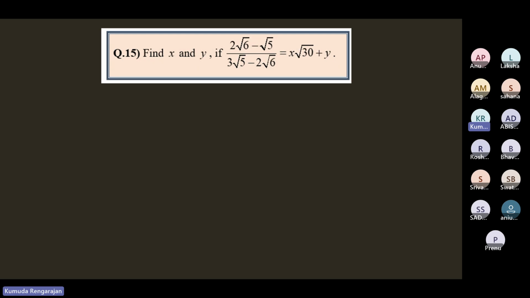Found x and y, children? Ma'am, x is 9 by 21, y is 4 by 21. Again, by 21 I heard. What by 21? X is 9 by 21, y is 4 by 21. Okay, 9 by 21 can be simplified. Okay, 9 by 21, 4 by 21. Okay, fine.